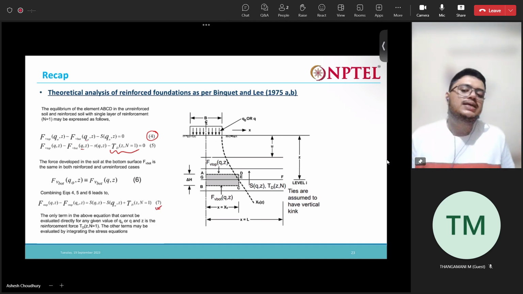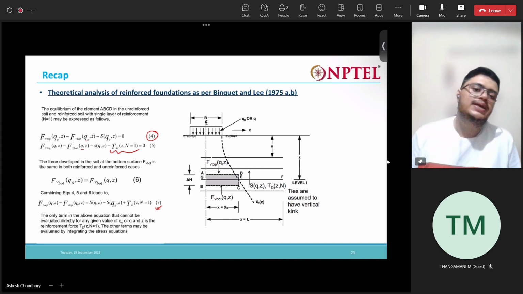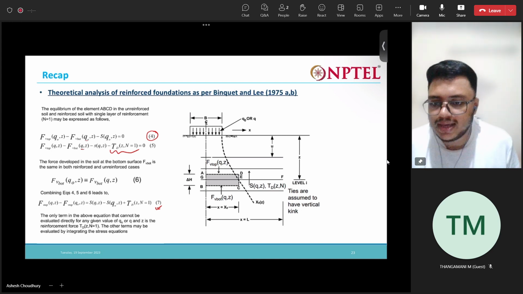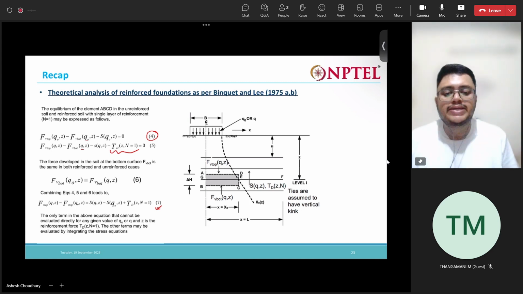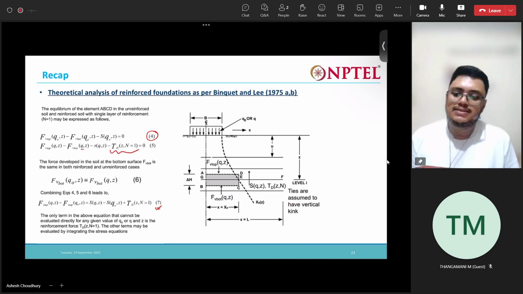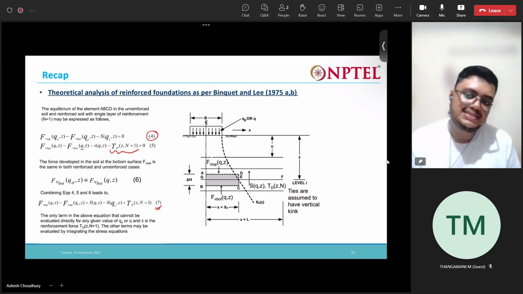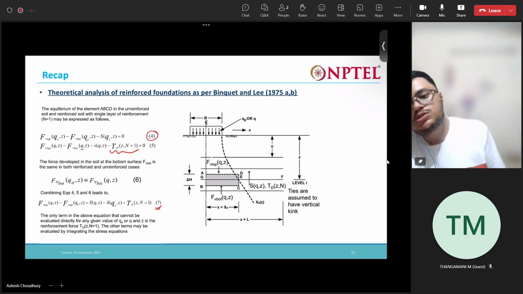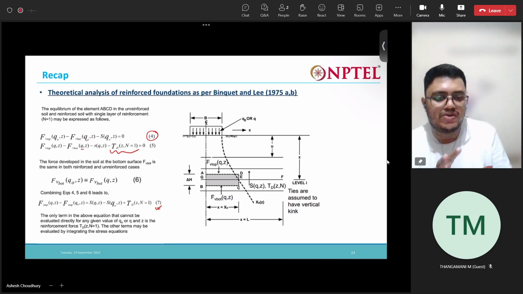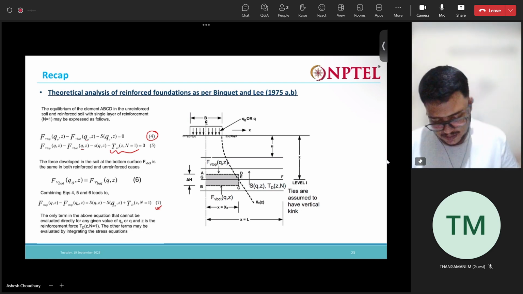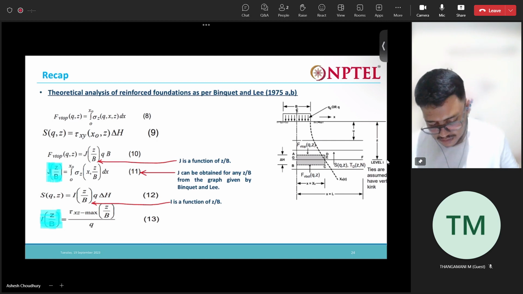Okay, so all the terms in this equation can be directly obtained by integrating the forces, by integrating the stress equation. Except this TD value, all the others we can get. So we will use all the other terms to obtain this reinforcement force, that is TD.